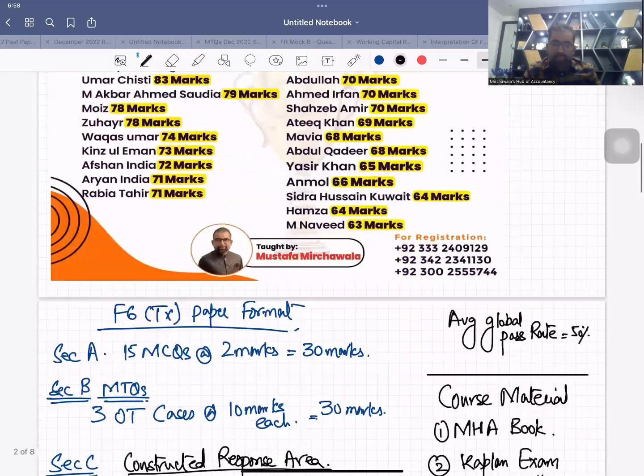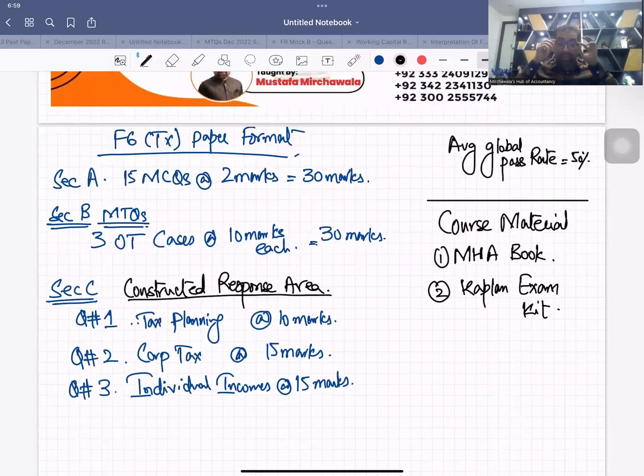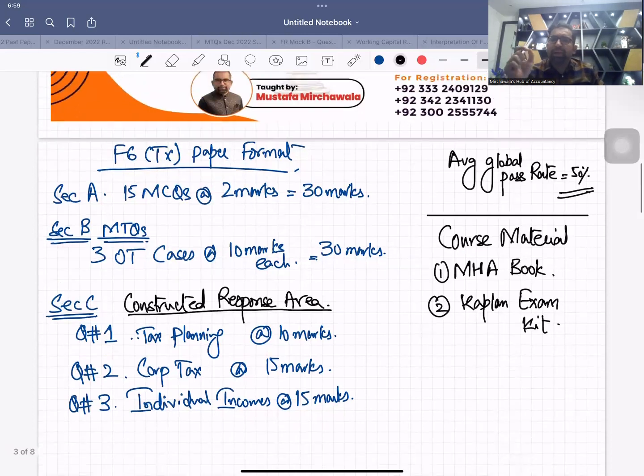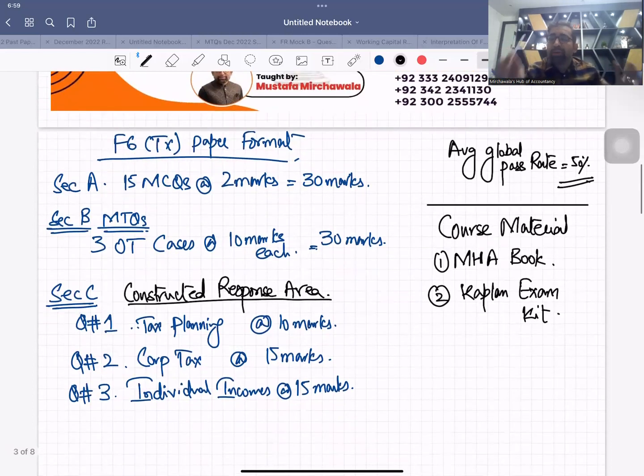Now about this paper F6 TX, this TX stands for taxation. First of all, what's the average global pass rate of this paper? The average global pass rate is around 48, 49, sometimes 52. So that's why I have written 50%. 50% is the average pass rate of this paper, which is very good. In the applied skills module, there are some papers that have only 38, 37, 40% pass rate. So 50% is one of the highest pass rates.